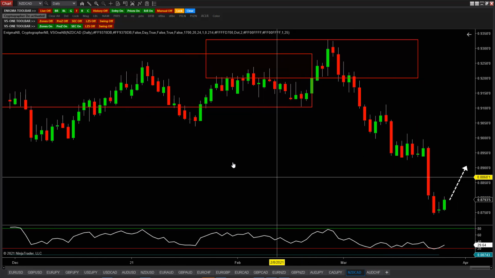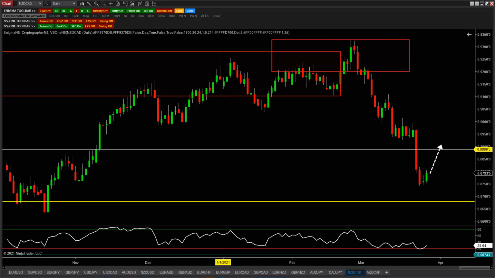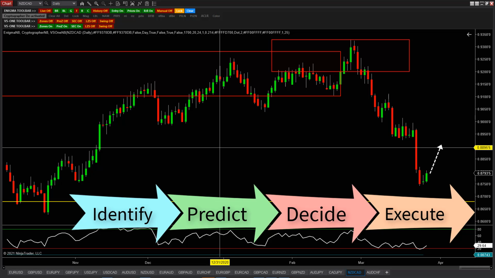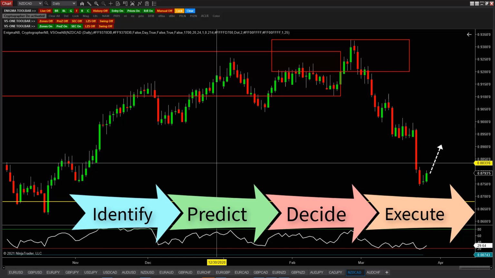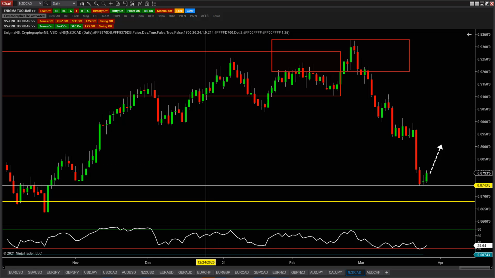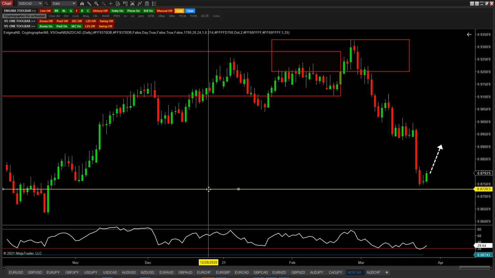Now, the one red flag that I have in this trade, and this is based off of how I trade, and you guys know I go through a very strict process: identify, predict, decide, execute, right? And I need to identify what price is done. Based on what I identify, it allows me to make a prediction.